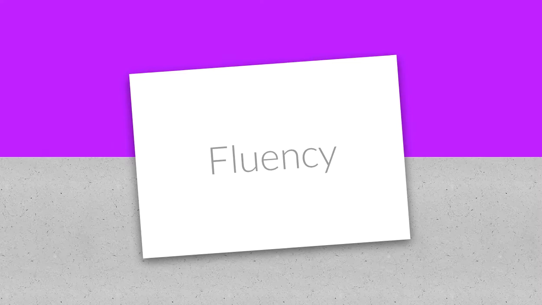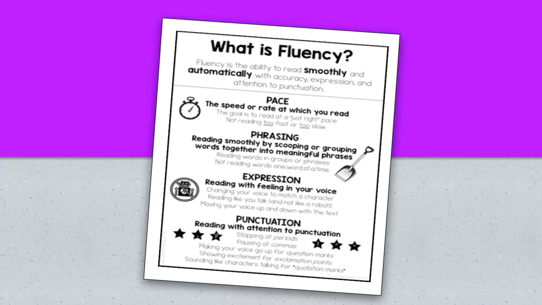Now we move on. Once we can decode words with automaticity, we're going to be looking at fluency. Fluency is how we read the words and the phrases in a sentence. Is it smooth? Is it automatic? Is it accurate? Do you use expression, and do you pay attention to punctuation? Pace, I always talk to the children about not reading too slow and not reading really, really fast. And we want to chunk those words up in a phrase.